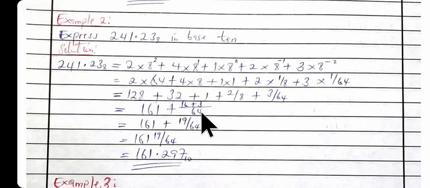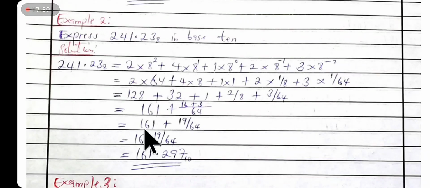So we write 16. Then also, the next one is 64. 64 divided by 64 is 1. So that 1 times 3 is 3. So that's why we have 3 here. So plus 3. This plus is what we bring there. So 161 plus 16 plus 3 will give us 19 all over 64. If you add this to this, it's going to be 161 whole number, 19 over 64.